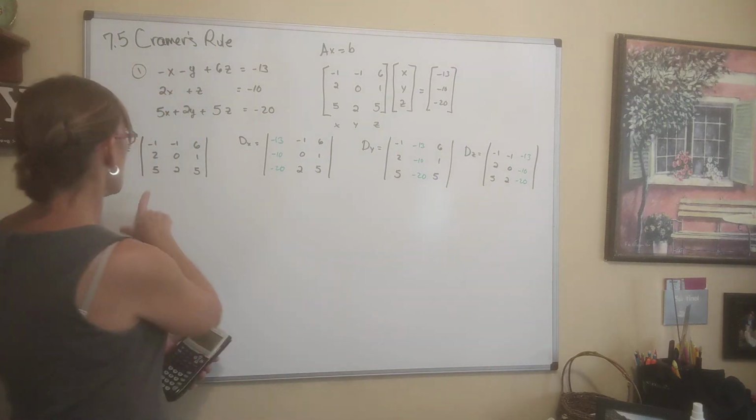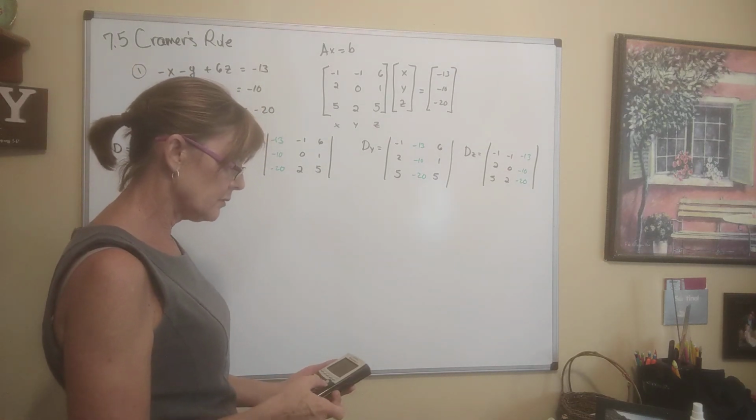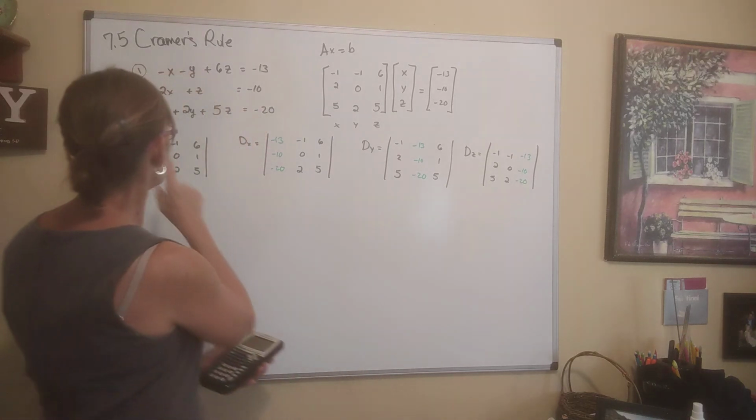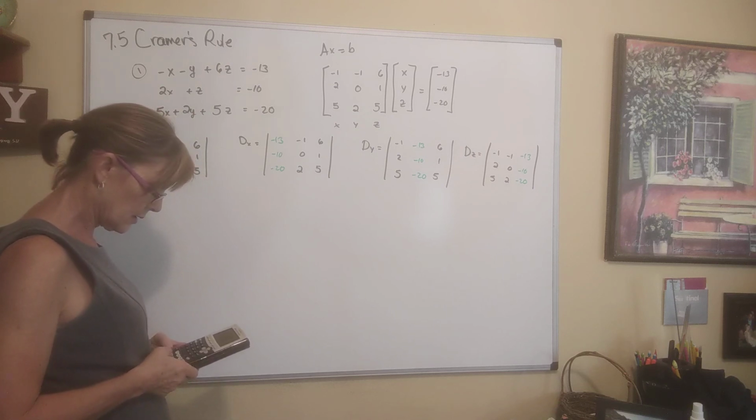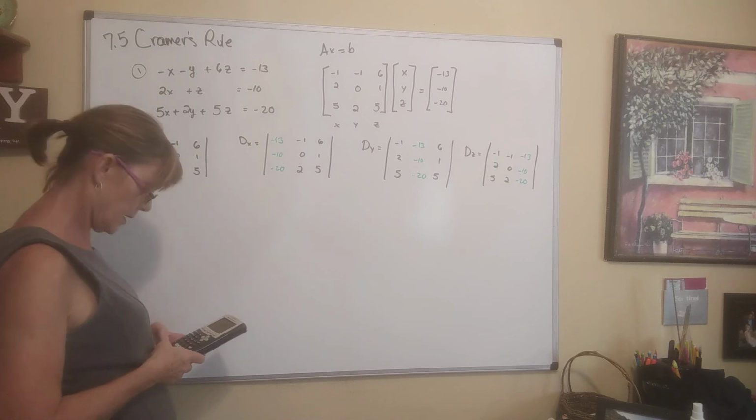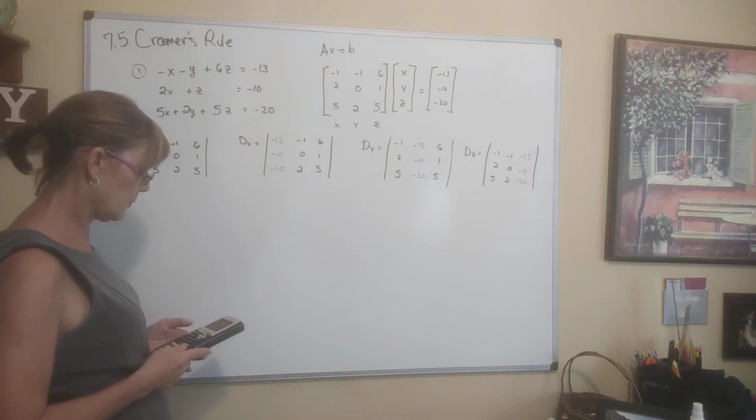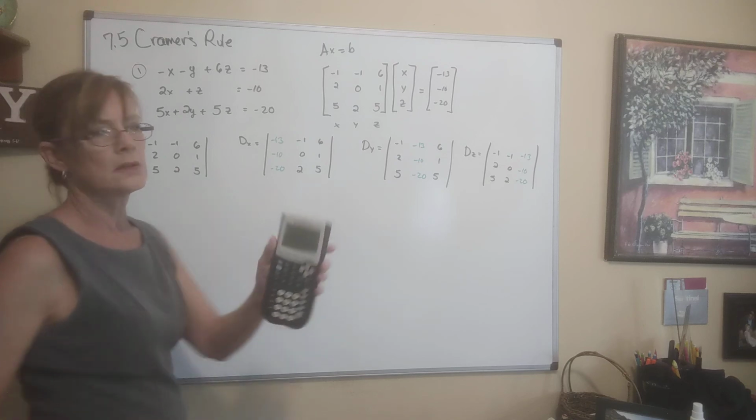Okay. So I would go to second matrix, and I would go to edit, and I would say I want a 3 by 3. And then I would put -1, -1, 6. And then I'd say 2, 0, 1. And then I'd say 5, 2, 5. And then I would check, did I put in the right things?